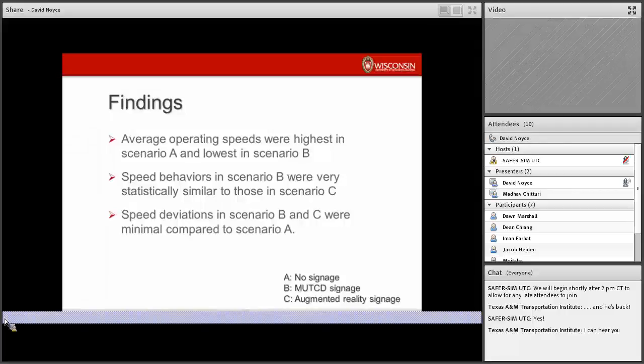So we did a lot of slicing and dicing of speeds that I didn't put all those slides in to share with you here today. But what this slide simply says is what I just told you on the previous, that operating speeds were higher without signs than they were with signs. METCD and augmented reality were very similar. And what we also saw was speed deviations with the signage tended to be less than speed deviations when there was no signage in place. So this is probably logical to a lot of you who are involved in this type of research, but I think it was important to kind of set the foundation for what we were doing.